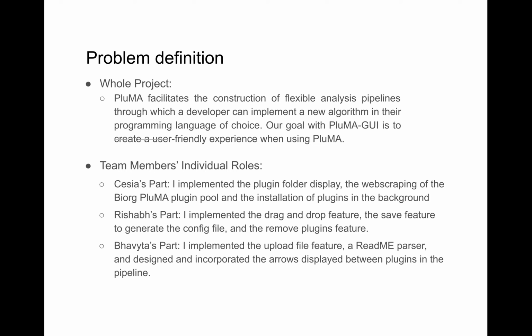Cool. So, the problem definition. Bhavyta, can you take us through the problem? Sure. Pluma right now is a software that aids in assembling pipelines. The BioOrg group is specifically using this to process biological data, but Pluma is set up as a very generic pipeline-assembling software, so it can be used for a lot of other things. Mostly Pluma is just to assemble a pipeline, and then you run it, and it does what you need it to do depending on the pipeline that you assembled.